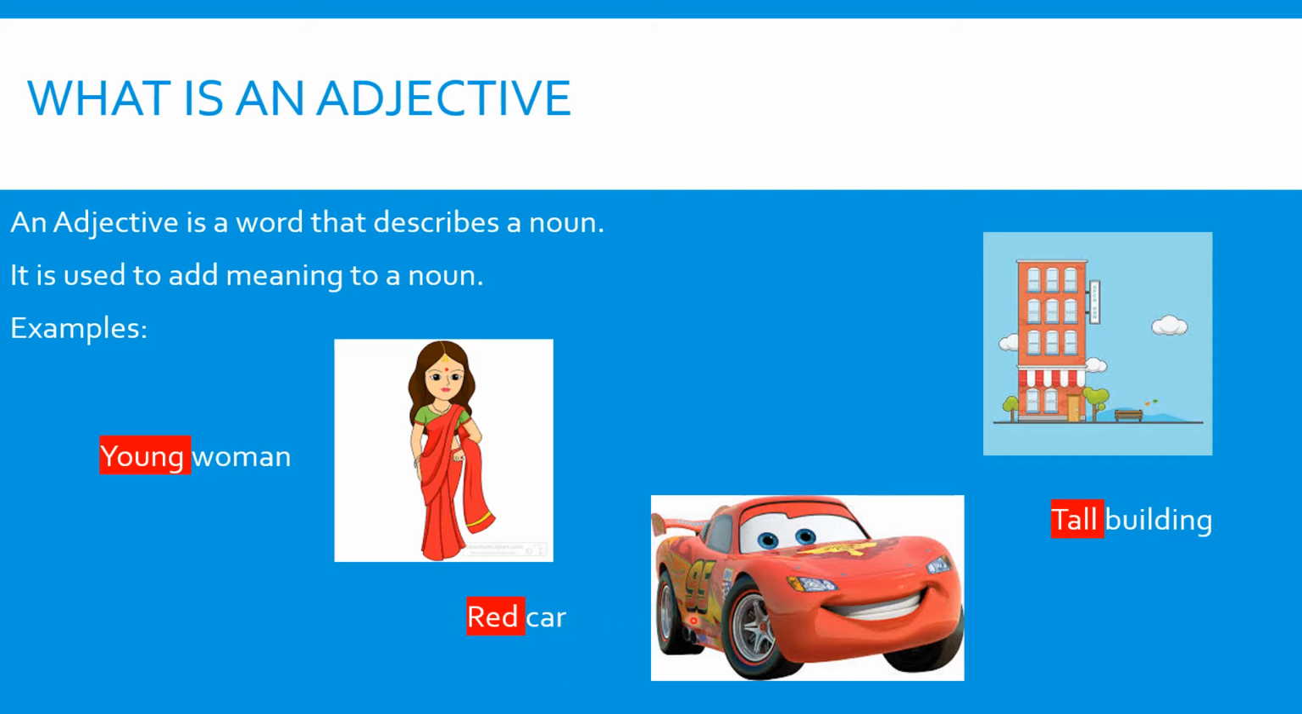Red car. The noun is car. The adjective is red. It describes the noun, the car. So red is the adjective. Tall building. The noun is building. The adjective is tall. The highlighted word tall is an adjective. It describes the noun building or adds meaning to the noun building.